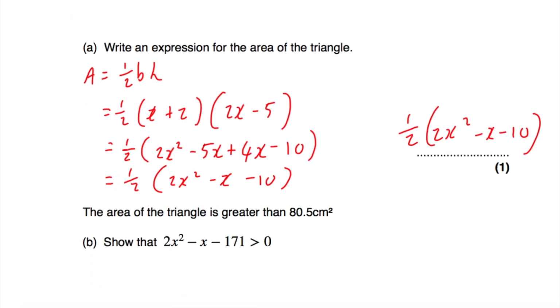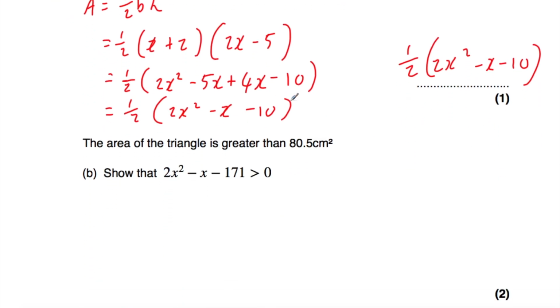Okay, part B. Part B says the area of the triangle is greater than 80.5. So this area is going to be greater than 80.5. And we've been asked to show this. So the area of the triangle, a half of 2x squared minus x minus 10, is going to be greater than 80.5. Okay, so we've now got this. We want to get it to look like this because we've been asked to show that 2x squared minus x minus 171 is bigger than 0. So we've got bigger than, that's good.